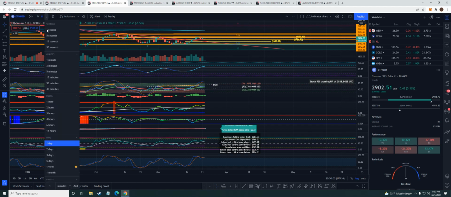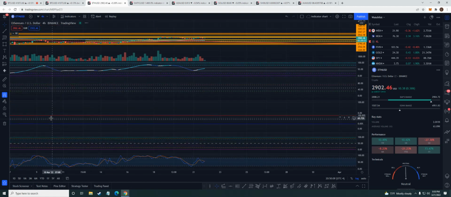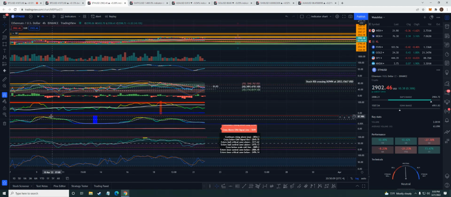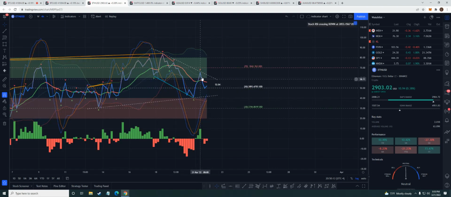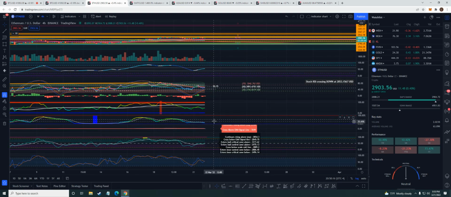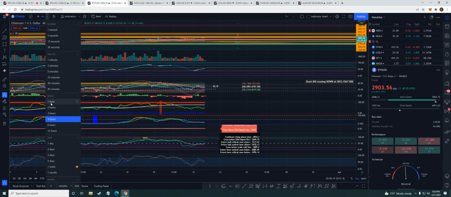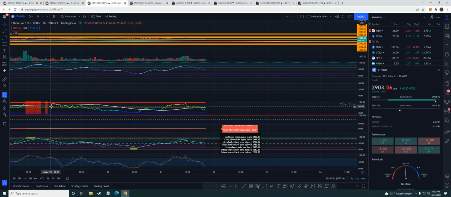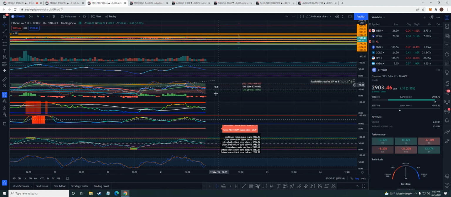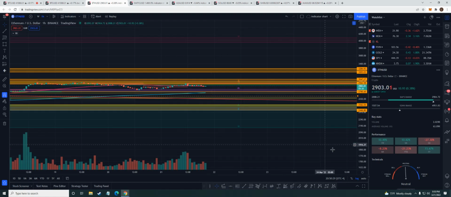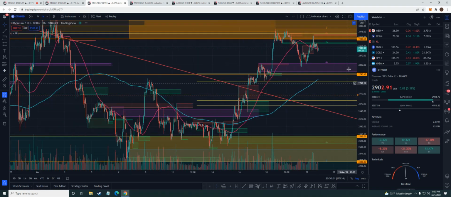Let's go to any lower time frames. Let's go to 4 hours, see what we're dealing with. 4 hours looking okay. There is a little bit of bearish divergence, but it's weak. Everything else is looking good. Hour is not looking so great, but everything else is looking pretty good. So this is a tough one to call.